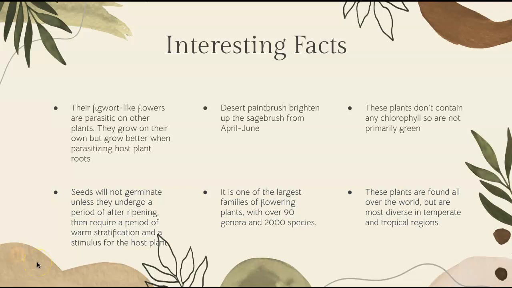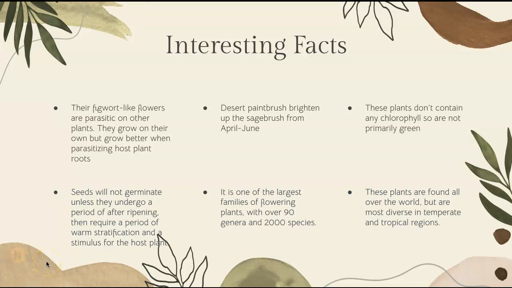An interesting fact is that these plants don't contain any chlorophyll, so they're not primarily green. I know you probably noticed we mentioned this a lot of times before, but it's just so interesting. We saw this with the broomrape, the northern ground cone, and the Egyptian broomrape. None of those plants have chlorophyll, and that's why they're not primarily green.